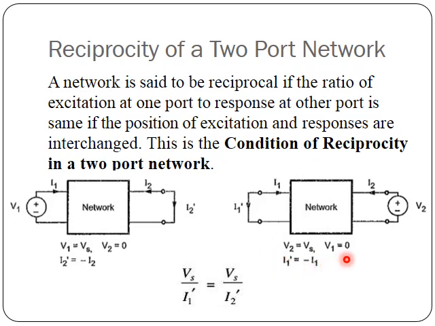Similarly, in this case also you can see V2 is equal to the source voltage and V1 is 0 because of the short circuit at the first port, and I1 dash is minus I1. So the condition of reciprocity as given in the statement says that the excitation to the response, that is Vs upon I1 dash, remains same when the excitation and responses are interchanged. Thus for the second network also, this Vs upon I1 dash would be equal to Vs, when the excitation is given at port 2, upon I2 dash, when the response is taken.